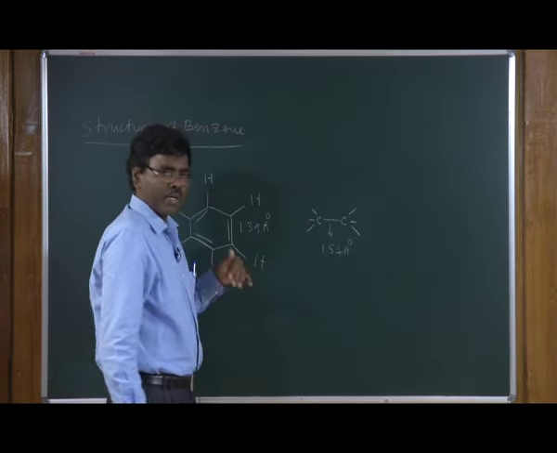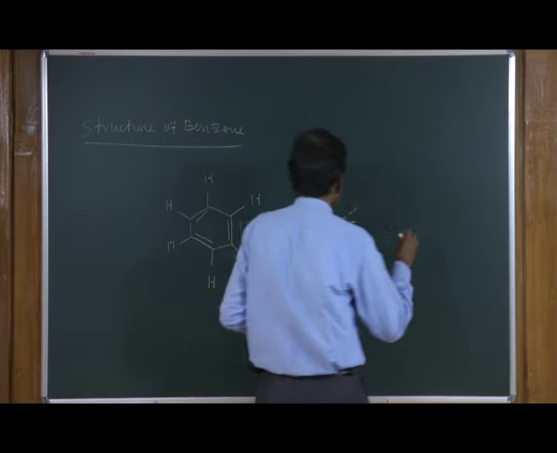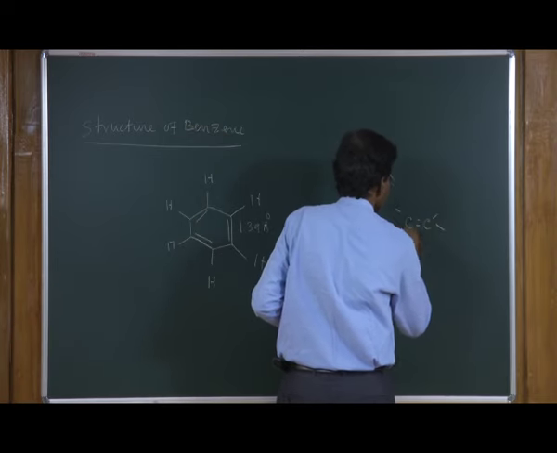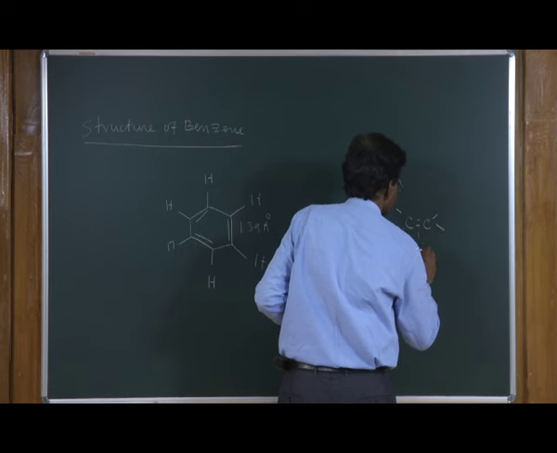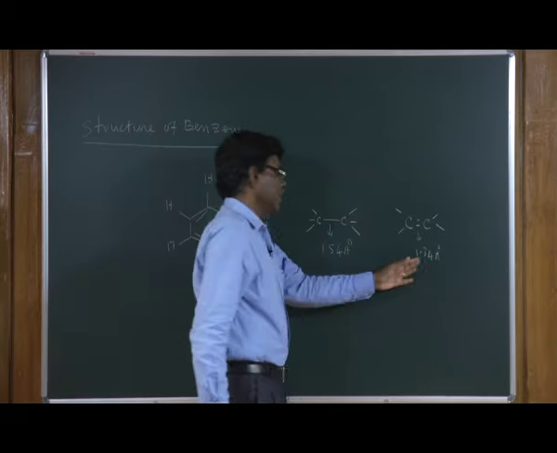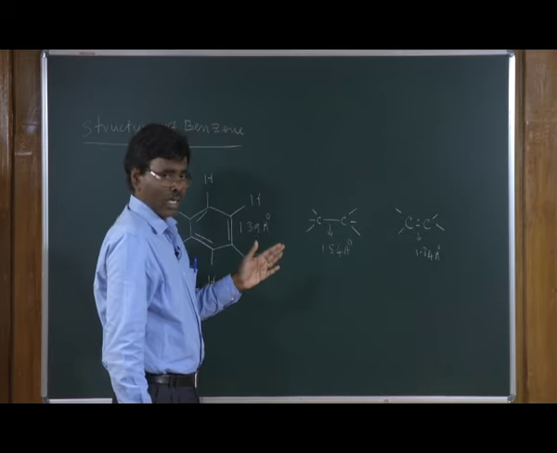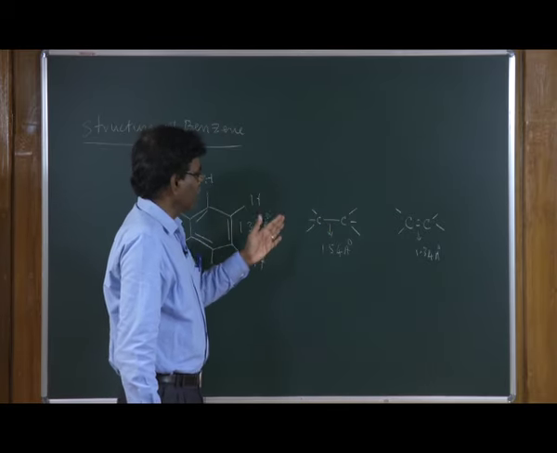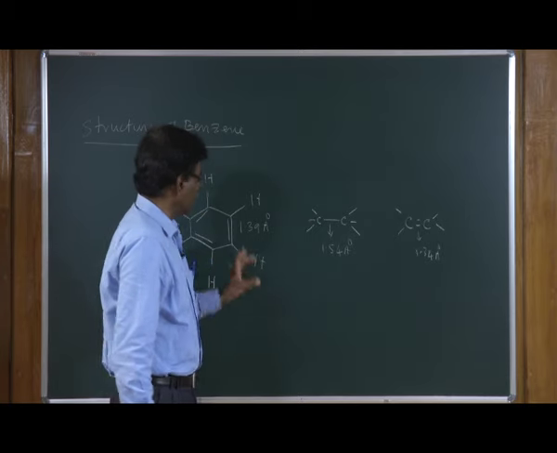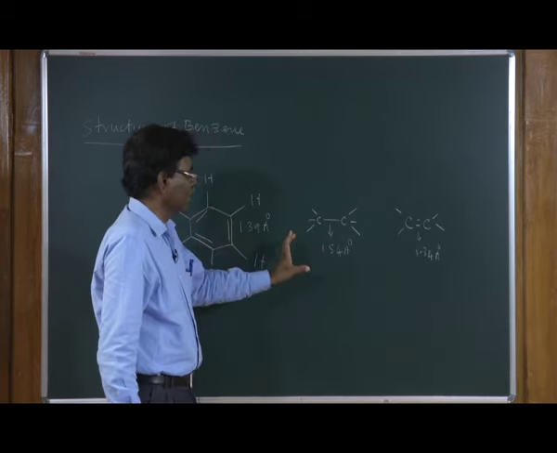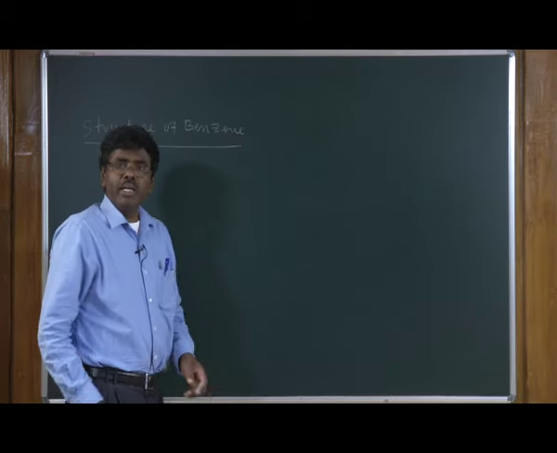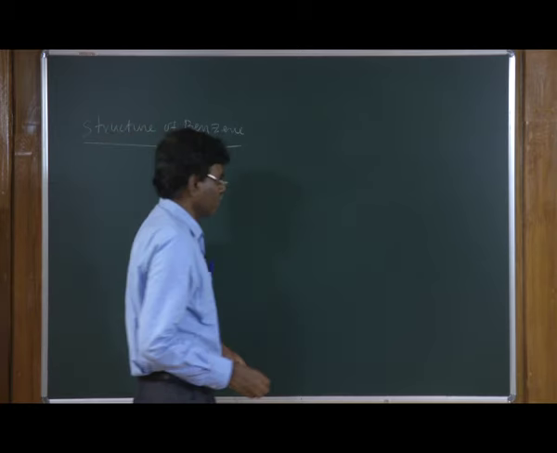On the other hand, if you compare with the carbon-carbon double bond in alkene, it is 1.34 Angstrom. It is slightly longer than the alkene carbon-carbon double bond, and slightly shorter than the carbon-carbon single bond. The bond length of benzene is in between the carbon-carbon single bond and carbon-carbon double bond. So, let me draw the molecular orbital structure of benzene.